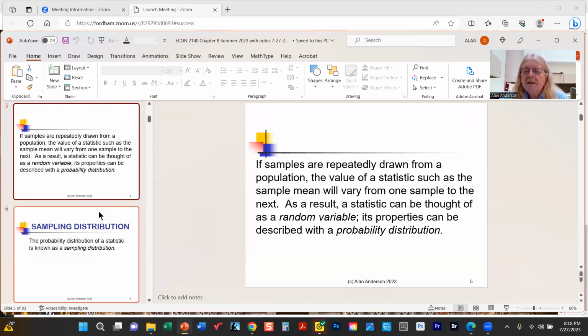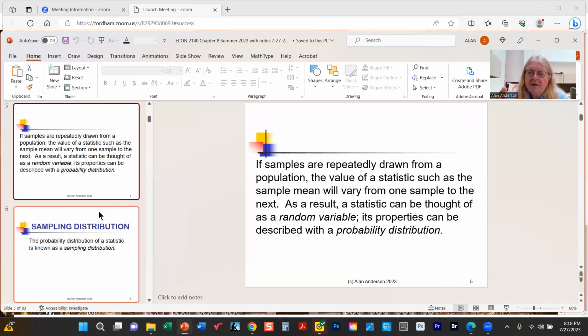So we can treat this X bar as if it were a random variable, because when you think about it, what does a random variable do? It takes the outcomes of an experiment and it assigns them numbers. Suppose that our experiment consists of drawing samples from a population over and over and over again, and each time calculating the sample mean.